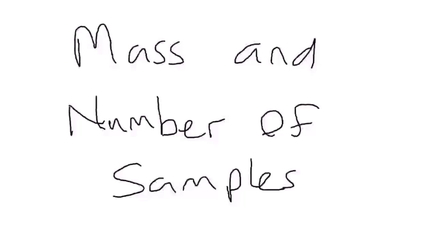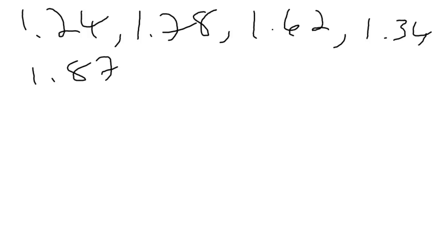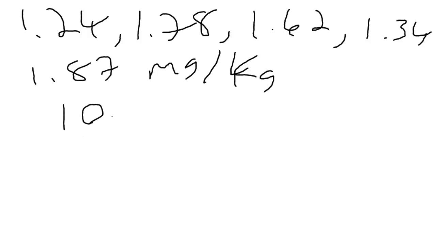Say we have a number of 10-gram samples and we took 5 of them and we got values of 1.24, 1.78, 1.62, 1.34, and 1.87 milligrams per kilogram. Now what we need to know from this, and these are 10-gram samples, so we'll put that in. Let's say they're 10-gram samples.